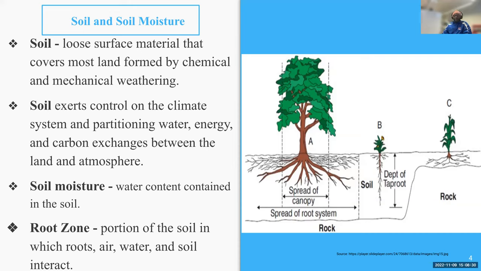Then this soil tends to influence a lot of physical processes in our climate system, and some of them partition the water, energy and carbon exchanges between the atmosphere and the land. And soil moisture is simply the water content present in the soil. The root zone is the depth from 0 to 200 centimeters, which is regarded as the life of the plant, where the plant root zone is found. From the right-hand side of the figure, at figure B, you can see a taproot surrounded with soil, water, and oxygen. So that plant has all the chemical compositions required for it to grow.